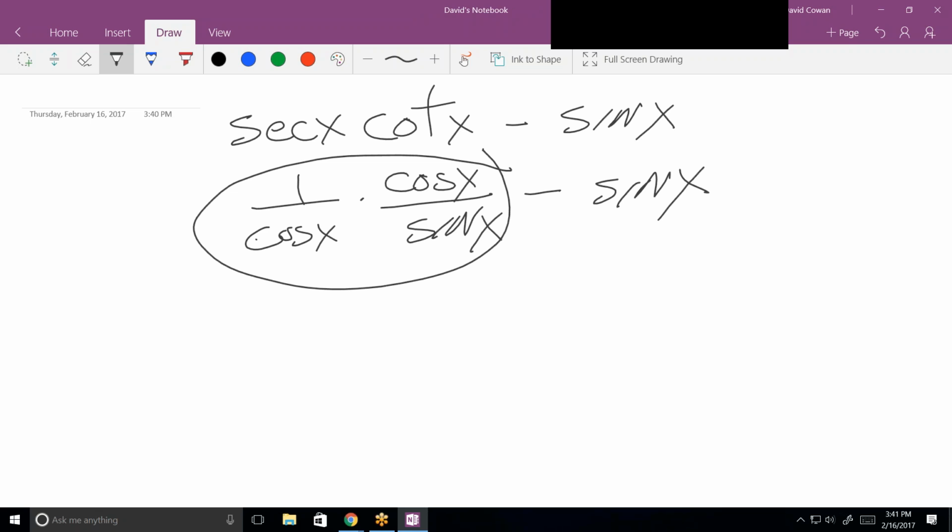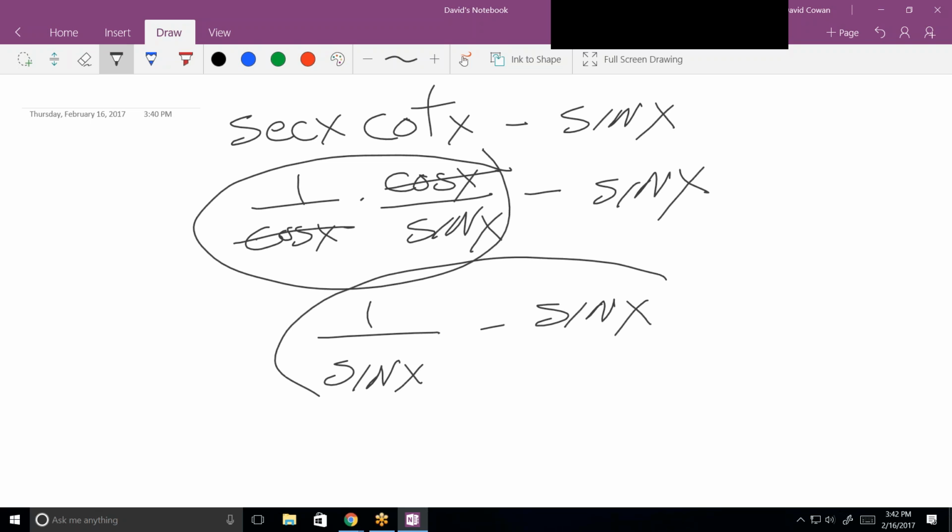Cosine x over cosine x times sine x. Cancel whenever you can as your first step. It's 1 over sine x. Right? In other words, if I'm canceling that with that, I'm left with 1 over sine x. Now, I could turn that into cosecant x, but that's not going to help things. My goal was to turn everything into sines and cosines.